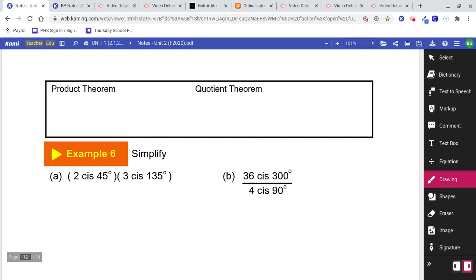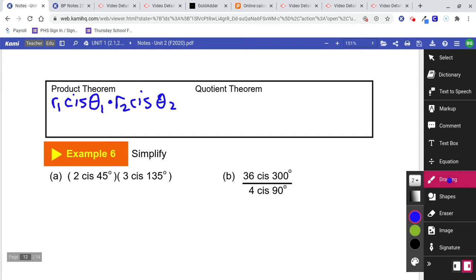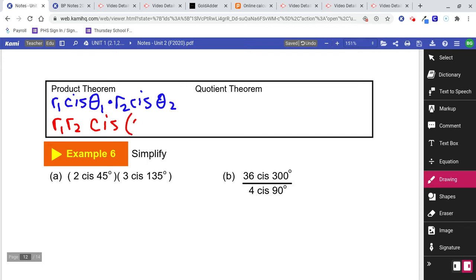If I'm trying to multiply two polar form vectors, it's going to look something like r1 cis theta 1 times r2 cis theta 2. What will happen is you're going to multiply the two r numbers, r1 times r2, and you're going to add the two theta numbers. Okay, that's it. That's the formula. The quotient theorem does something similar.